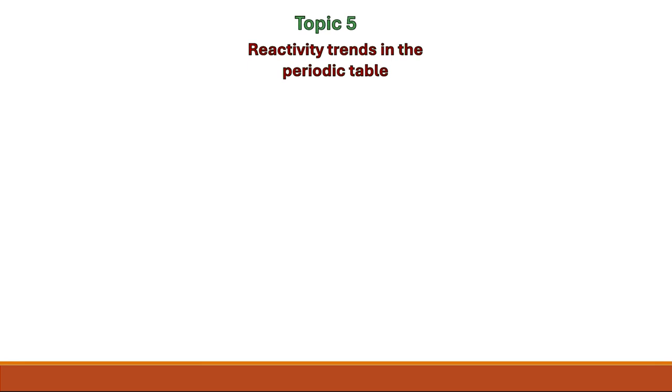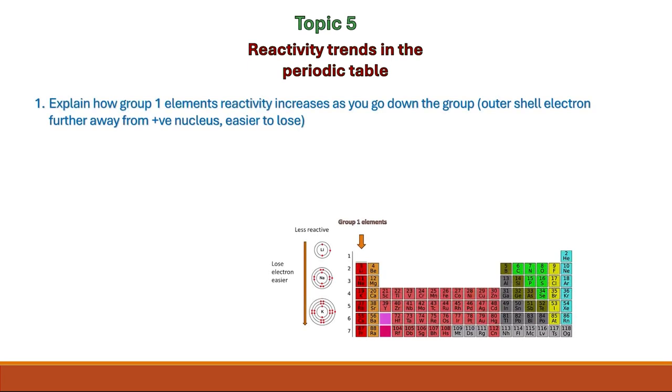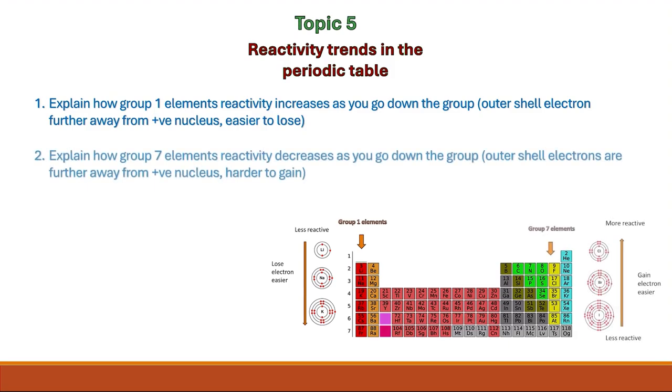Reactivity trends in the periodic table. You should be able to explain how group 1 elements' reactivity increases as you go down the group. The outer shell electron becomes further away from the positively charged nucleus, so it becomes easier for the element to lose electrons.